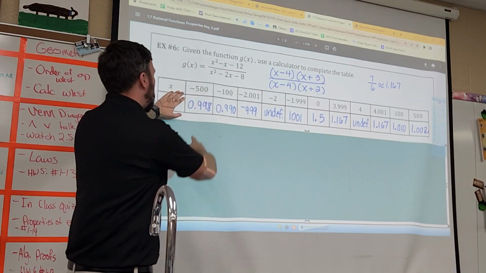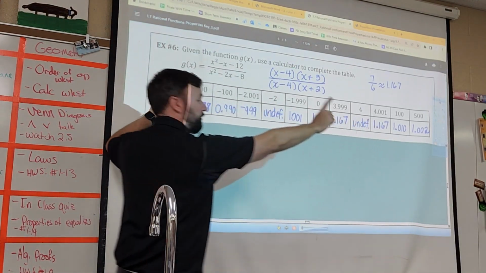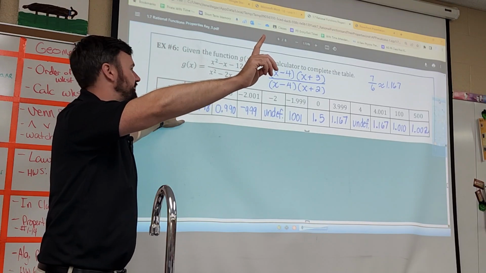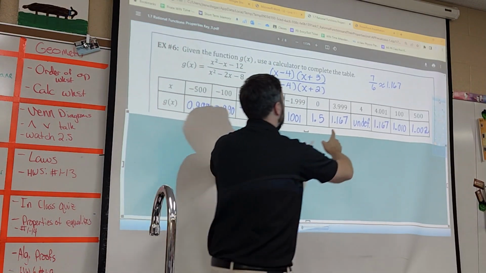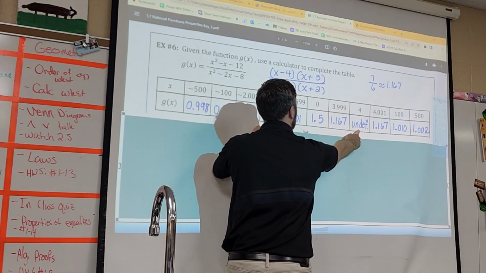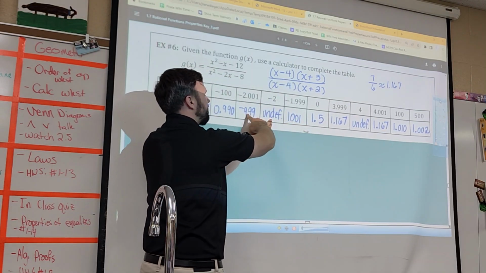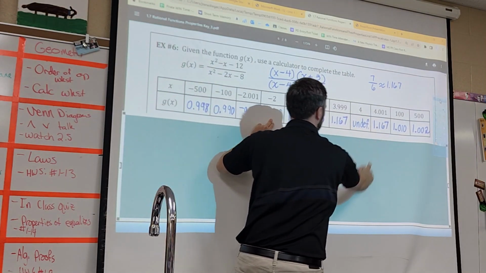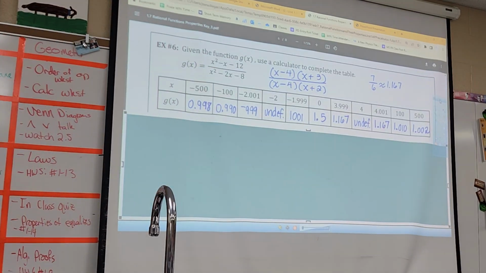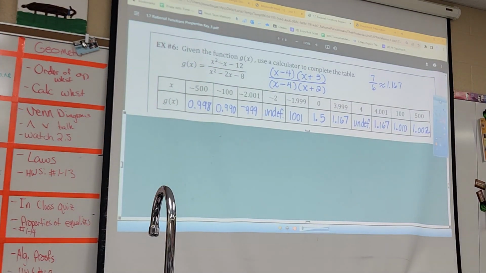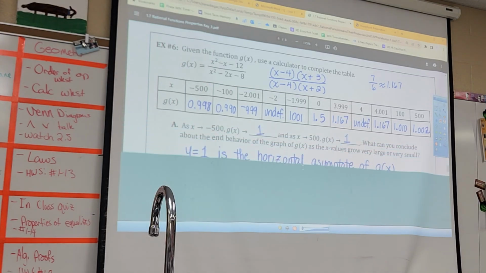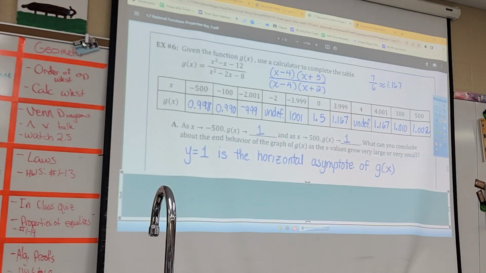This is a hidden graph. As we get really small and big, we approach 1 from both sides, right? That's an asymptote. We have our holes or asymptotes. If we get really big and little, it's an asymptote. If it stays the same, it's a hole. Let's see if that matches with what we said. Do we agree with that? We're approaching 1 from both sides.